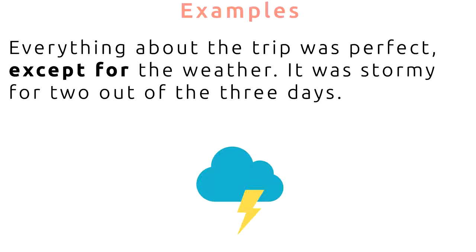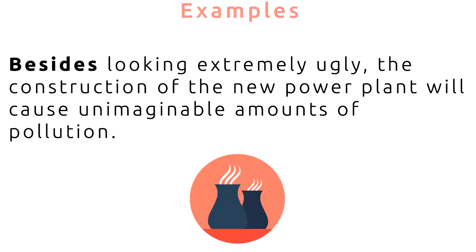This person went on a trip and they said that everything was perfect. But then they took away something. They subtracted from that whole, that meaning of perfection. Everything was perfect except for the weather. So they're taking something away from what they just said. Let's have a look at one more example now, using besides again. Besides looking extremely ugly, the construction of the new power plant will cause unimaginable amounts of pollution.